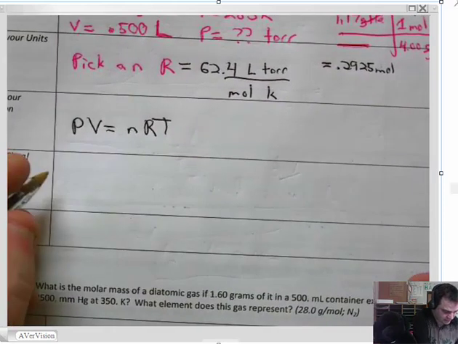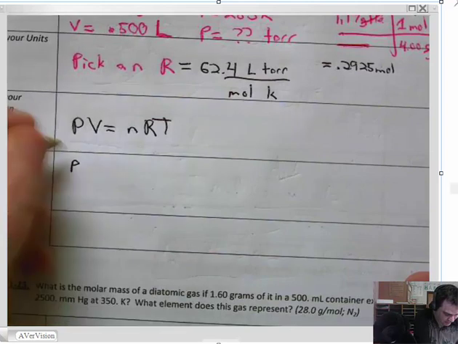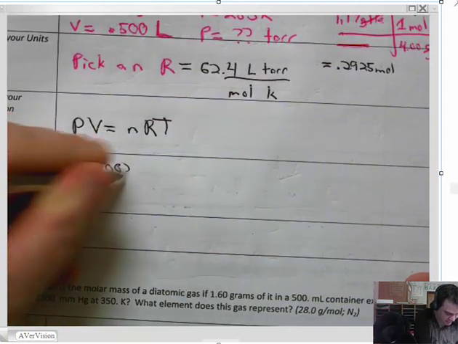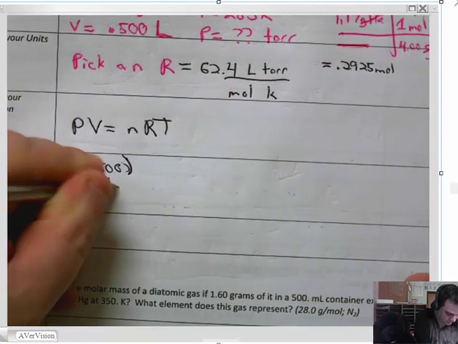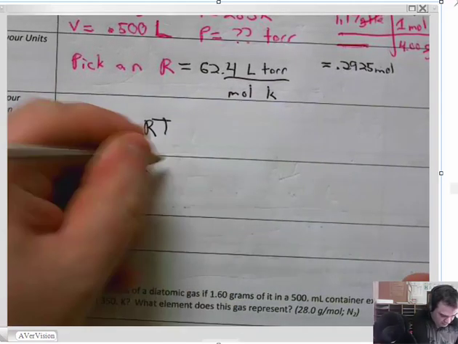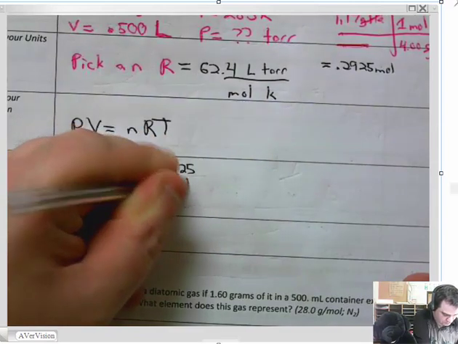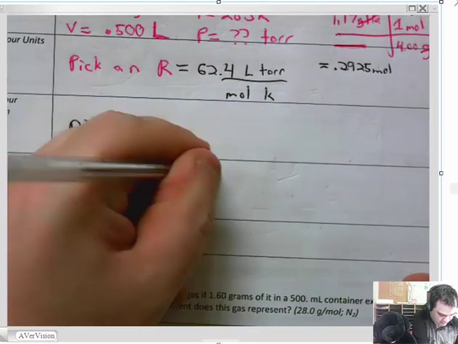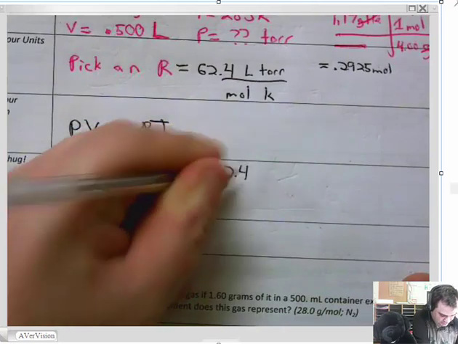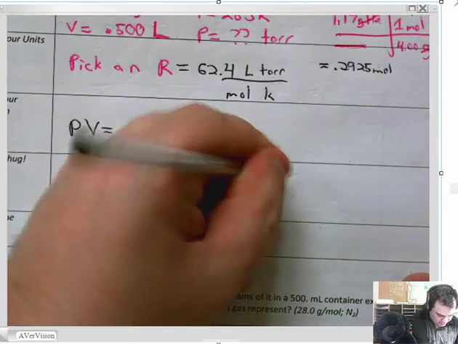So then we have a P, which is what we're looking for. We have a V of 0.500 liters. We have an N of 0.2925 moles. We have an R of 62.4. And we have a T of 283 Kelvin.